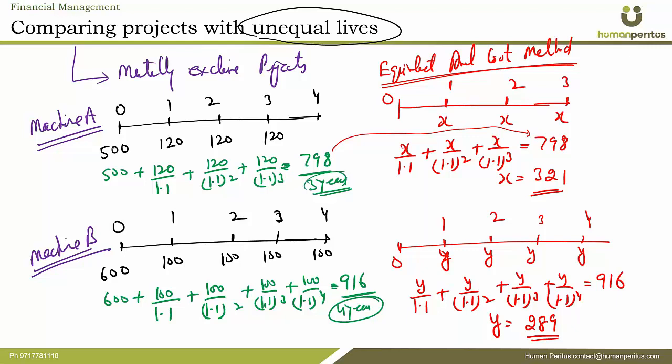So what I can understand from this analysis is that the cost of running machine A for 1 year is rupees 321. The cost of running machine B for 1 year is rupees 289. Because machine B's per year cost is cheaper, I'll choose machine B. Done. This is how I make my decision. Any doubt? This is known as the equivalent annual cost method.